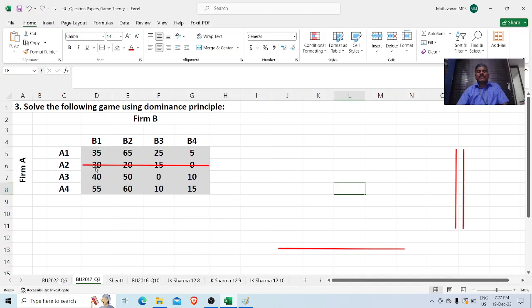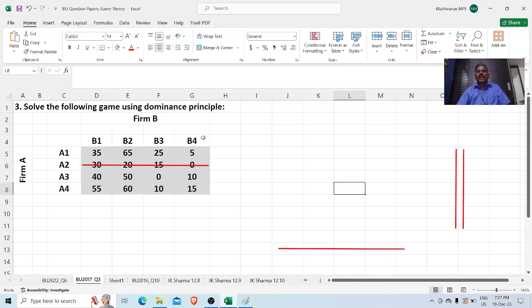A3 gives a gain of 40 points when firm B is using the first strategy. A4 gives a gain of 55 points. When firm B uses the second strategy, A3 gives 50 points, A4 gives 60 points. A4 is giving more gain in the second case also. In the third combination, when firm B uses strategy B3, A3 results in 0 gain, but A4 gives 10 points. Again, A4 is giving better gain.